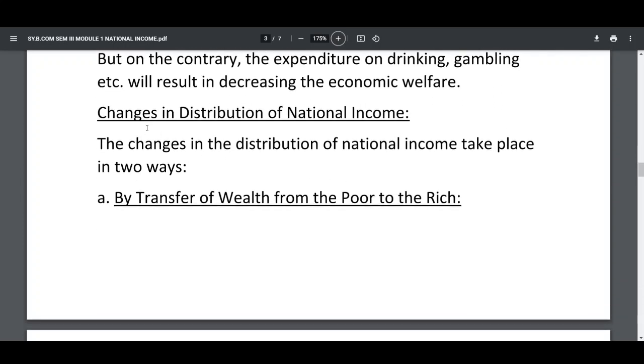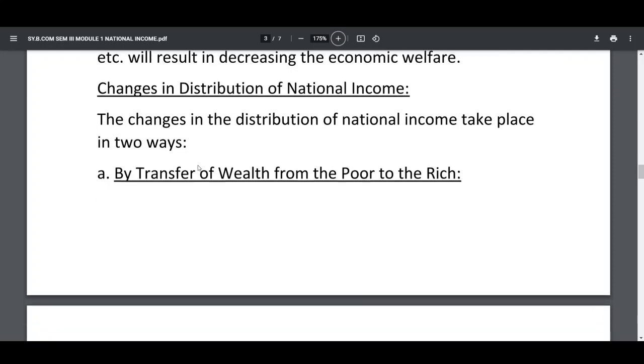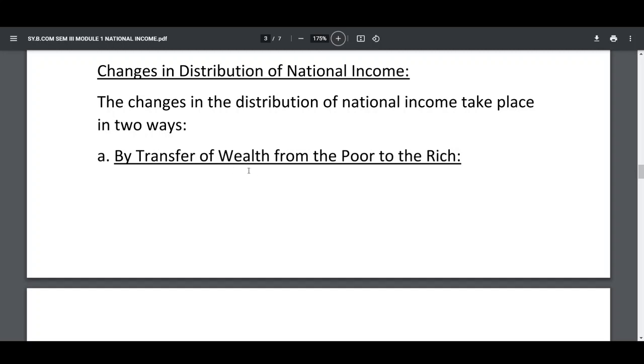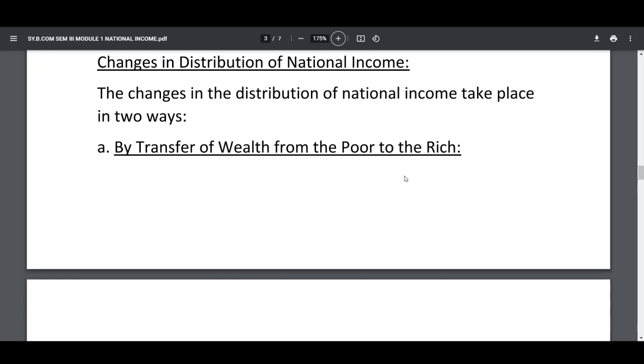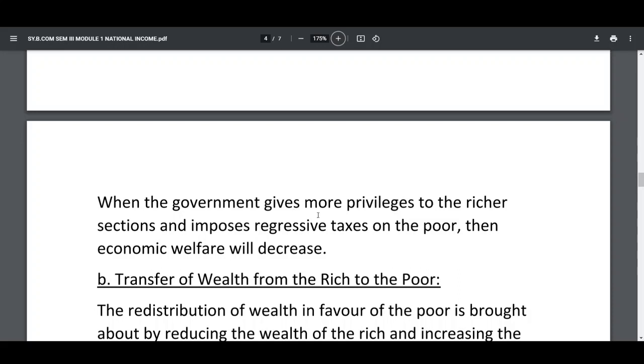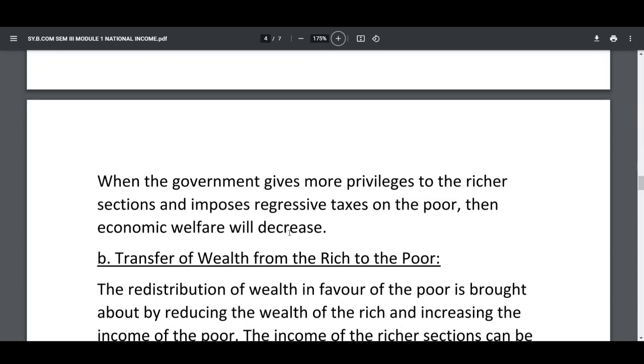Next, main factor, changes in distribution of national income. The changes in the distribution of national income take place in two ways. First, by transfer of wealth from the poor to the rich. When the government gives more privileges, means facilities, to the richer sections, and imposes regressive taxes on the poor, then economic welfare will decrease.